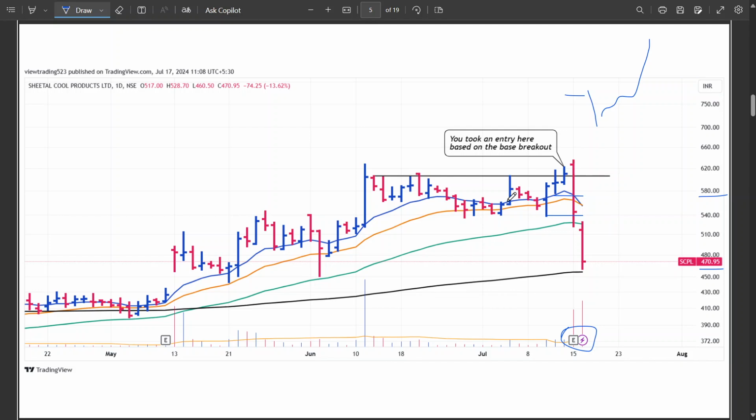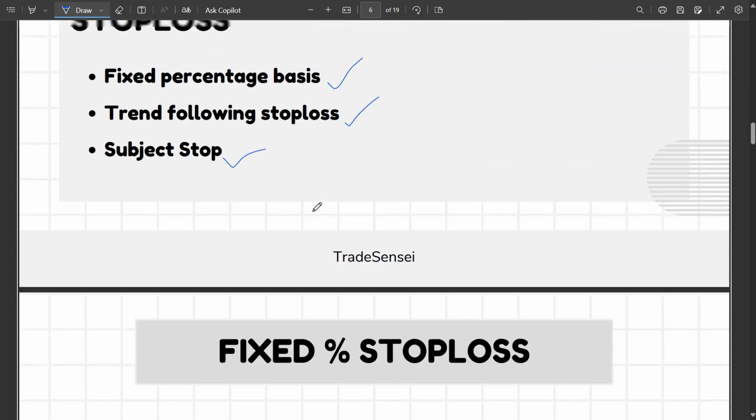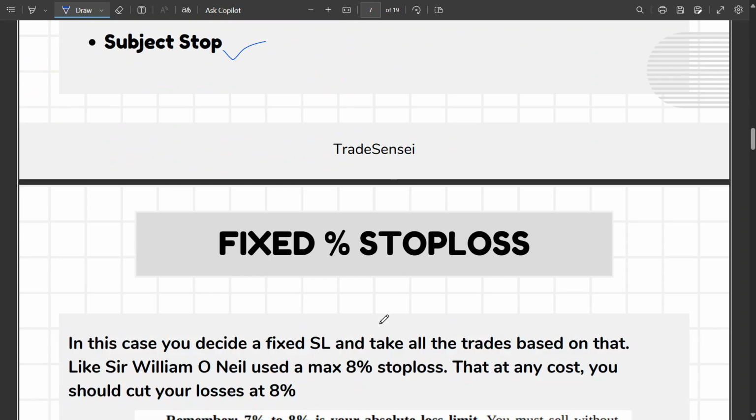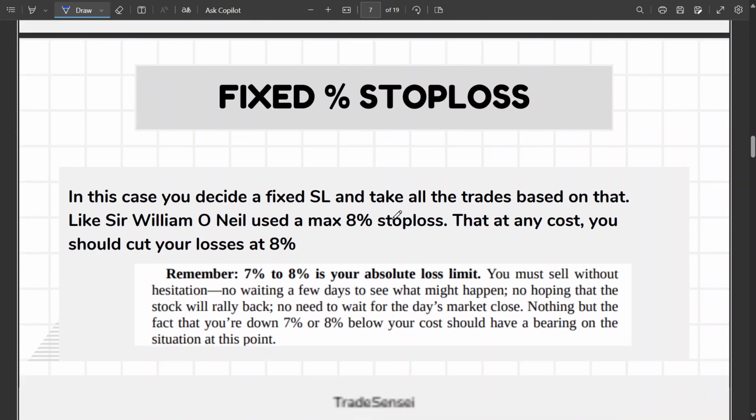Because at the end you have to protect your capital as well, right? So in the market you are here for making returns, but at the same time you have to do that while protecting your capital, because the market is always trying to take away your capital, right? So there are three methods that we can use to place the stop loss. The first one is the fixed percentage stop loss.